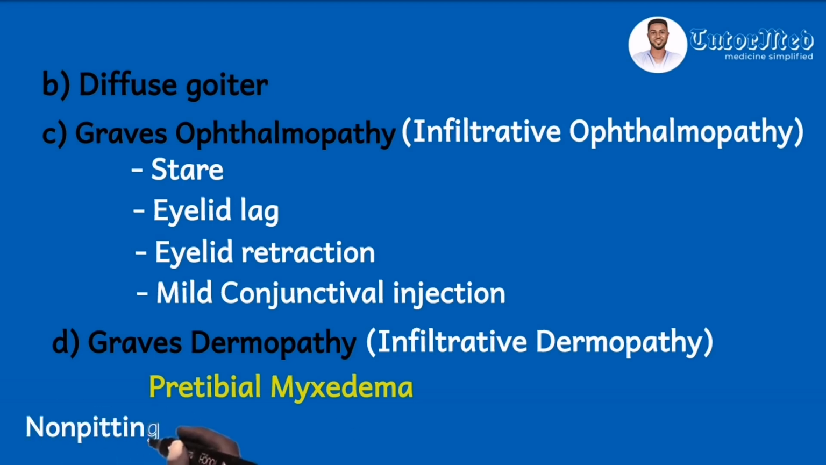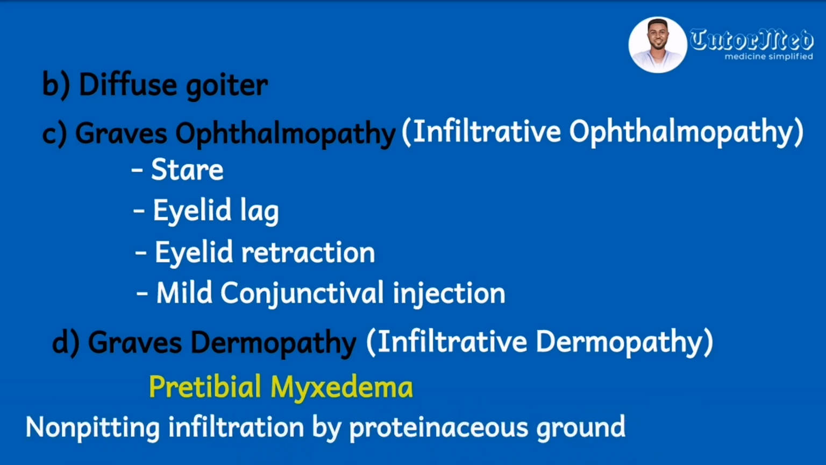So it's a non-pitting infiltration of some proteinaceous ground substance, particularly in the pretibial aspect of the leg. And sometimes this is pruritic, sometimes it's very itchy. Apart from the skin changes, some other things can occur in the integumentary system. When you examine the fingers, the patient may have clubbed fingers, a condition called thyroid acropathy.